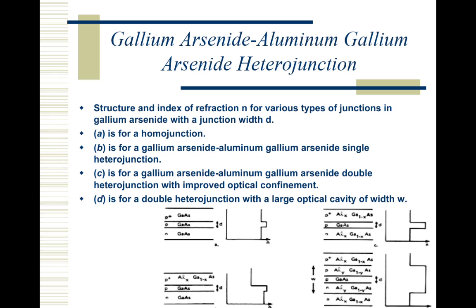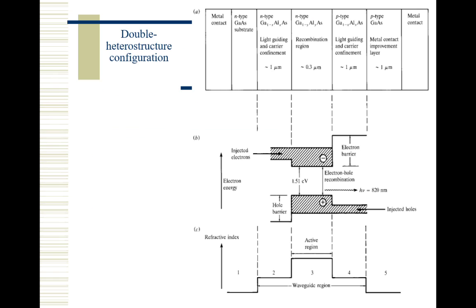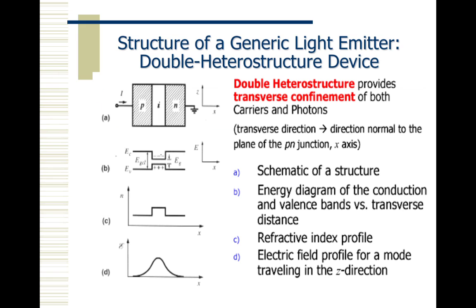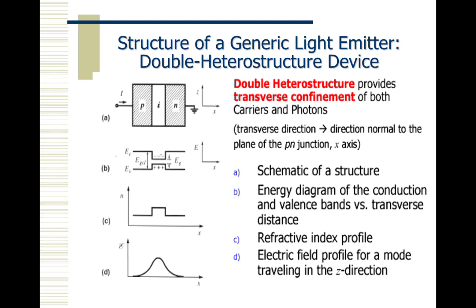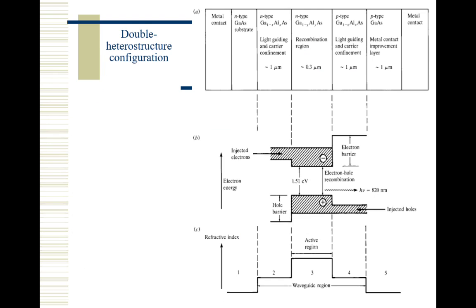I have shown you the diagram of the heterojunction. The heterojunction has this type of structure, in which there are two n-type materials and two p-type materials, and there is a middle section where the recombination process occurs.